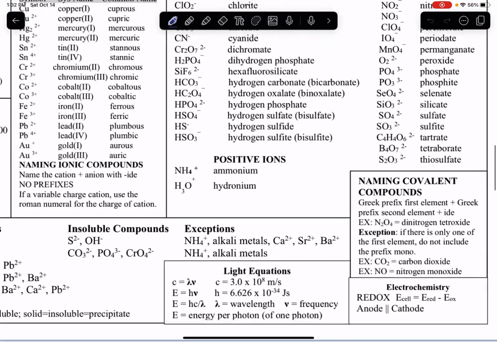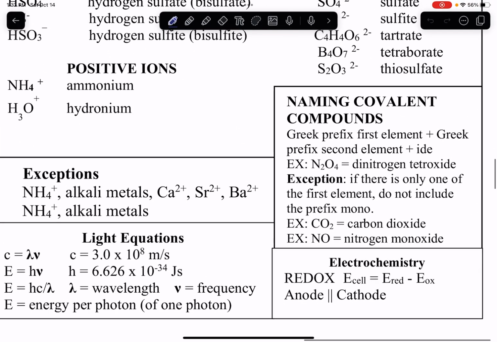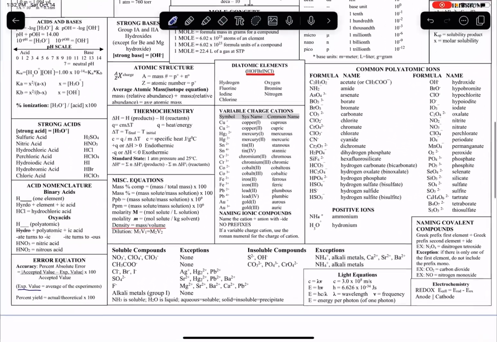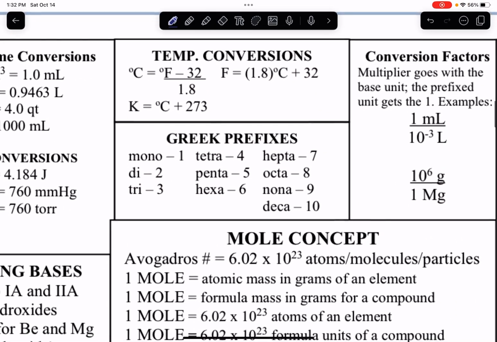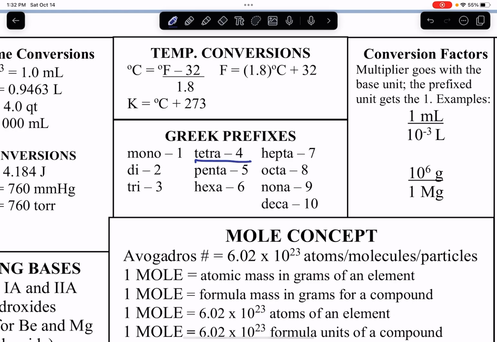On the back, in the right-hand bottom corner here, we have our naming covalent compounds. And it gives you the rules: Greek prefix on the first element, plus Greek prefix on the second element, and the ending "ide," and then there's the example. The Greek prefixes are in the upper middle, kind of center, of the back of the periodic table. We have tetra is for 4, and then di is for 2, plus all the rest of them for any of the numbers that we need.